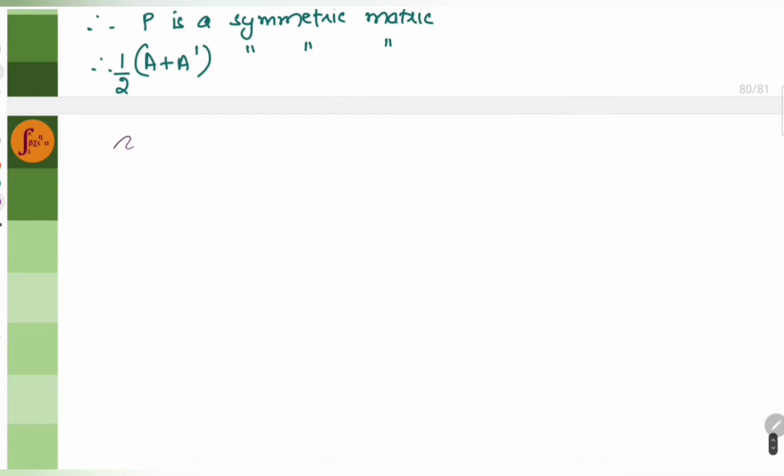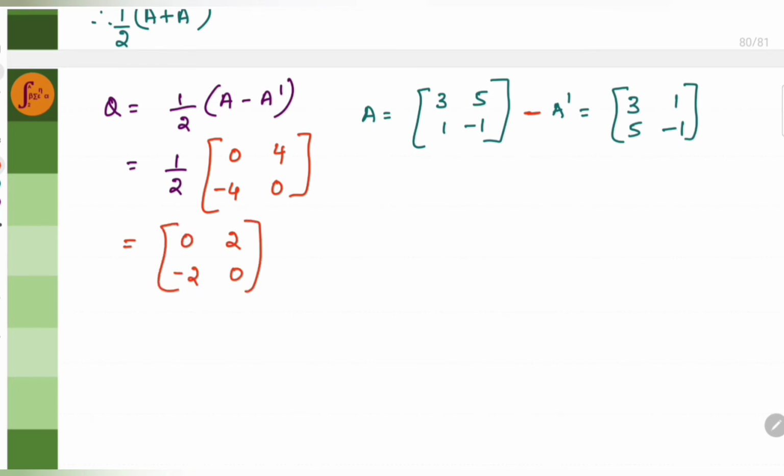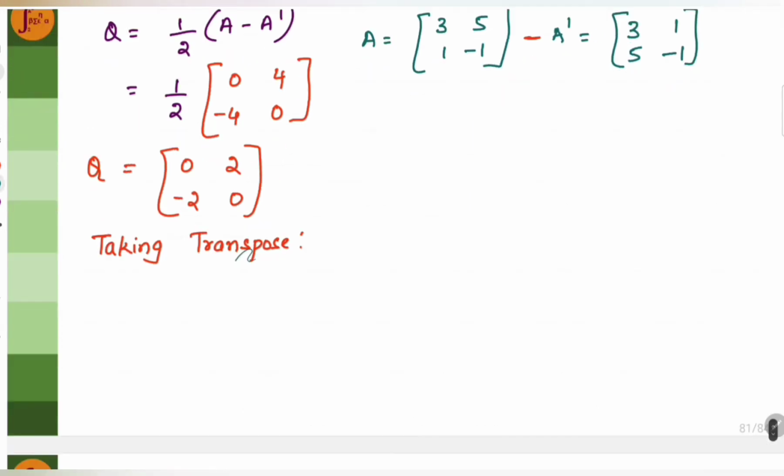Now we'll do the same thing for Q. We assume Q is half of A minus A transpose. Now let's subtract matrix A and matrix A transpose. So these are the matrices. We'll have to subtract them. When you subtract, 3 minus 3 is 0, 5 minus 1 is 4, 1 minus 5 is minus 4, minus 1 plus 1 is 0. And then we'll have to multiply with this half. So we'll get 0, 2, minus 2 and 0. This is matrix Q. Now let's take the transpose. Taking the transpose, we get Q transpose is equal to 0, minus 2 and 2, 0.